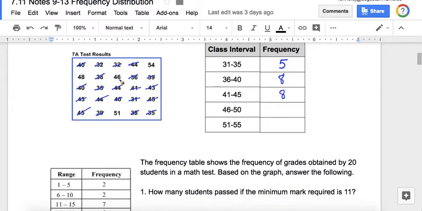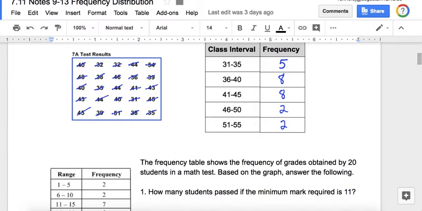And 46 to 50, 1, 2, and that's it. So the frequency was 2, and last, I only have 2 numbers left, so 51 to 55 has a frequency of 2. So that's how you create a frequency table based on a data set.